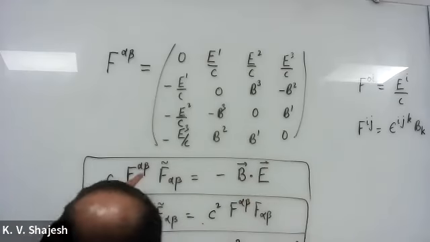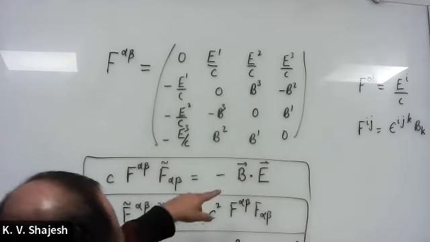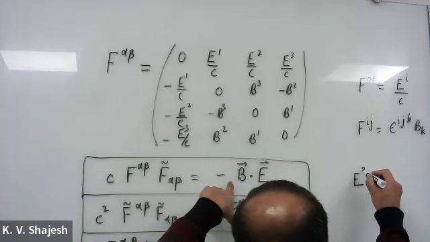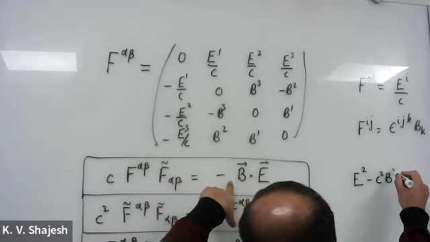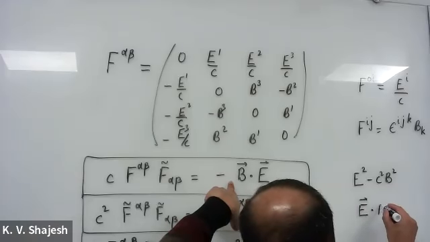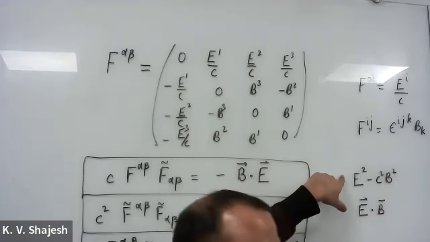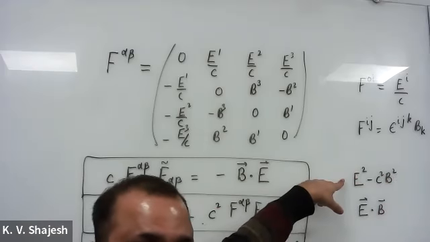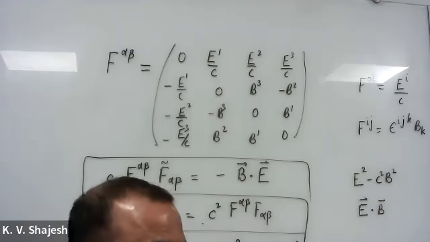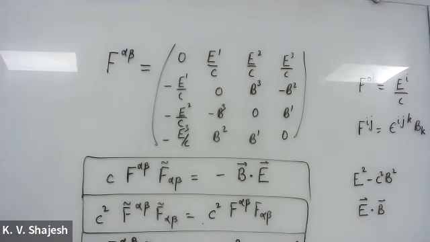So all this was to develop it. What you want to keep in mind if you're doing experiments is that E squared minus C squared B squared is frame independent, and E dotted with B is frame independent. These two are special quantities. If you want to measure quantities, you measure these two and they will remain the same. That's the content. But now we still did not get the two Maxwell's equations.